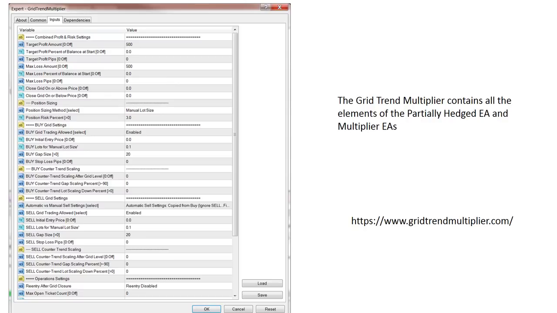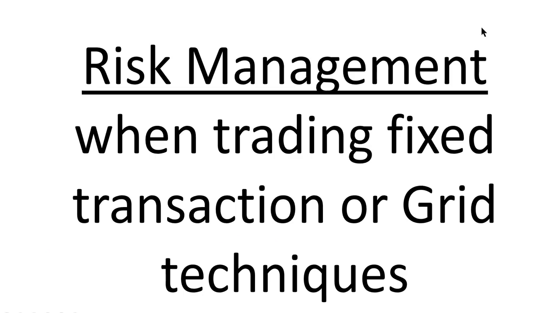And the next video is going to be all about risk management. How do you manage risk so that if you have chosen the wrong direction for your particular EA, how do you manage that and not incur damaging results? So again, the next video will be risk management, and we're going to have a look at risk management when trading the fixed transaction or the grid techniques.